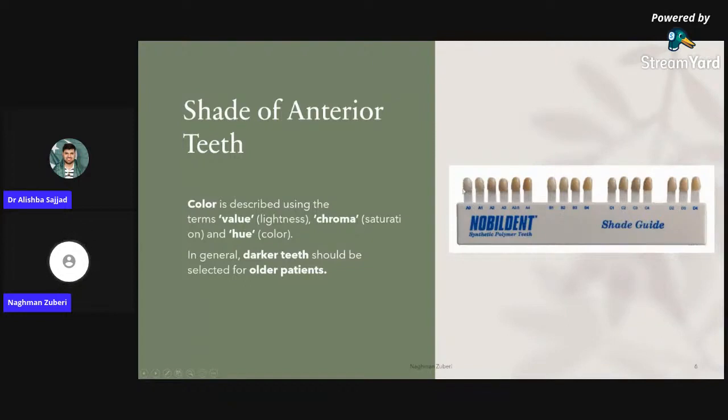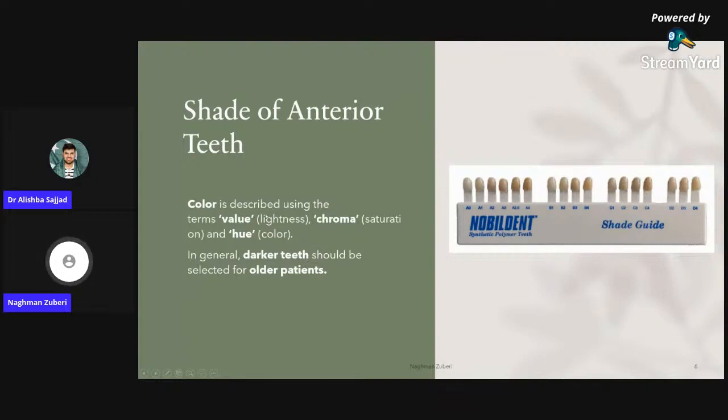This is an important point because in the classic Vita shade guide, you won't be able to see the A0, and that is present in the synthetic polymer teeth shade guide. So use the shade guide which is specific for the polymer teeth instead of using the porcelain shade guide.